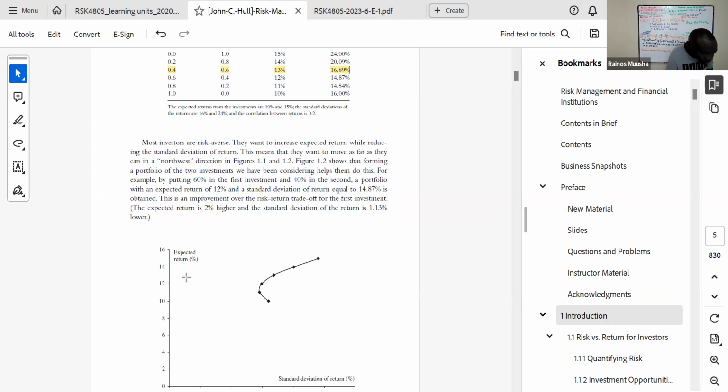Right. Okay. So if you look at the information that they are plotting here, remember we said for an expected return of 10%.